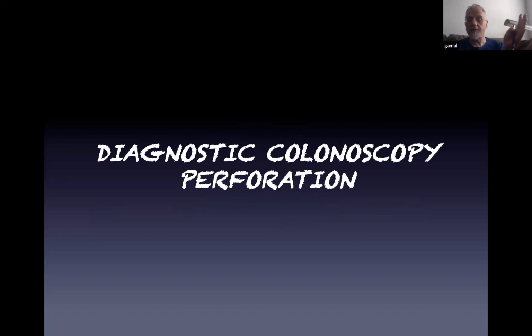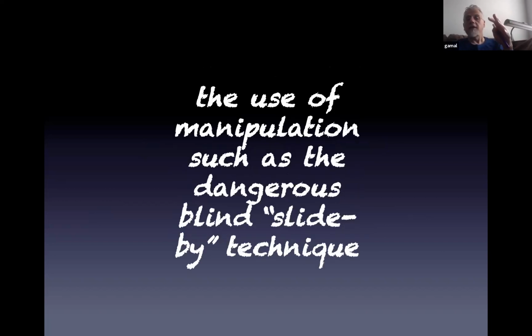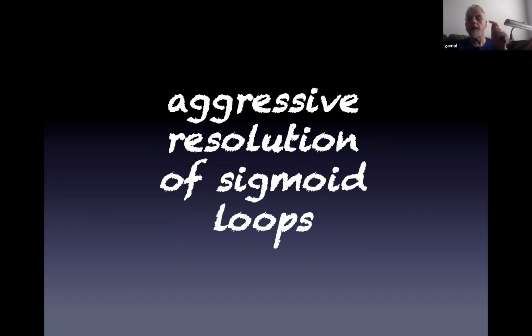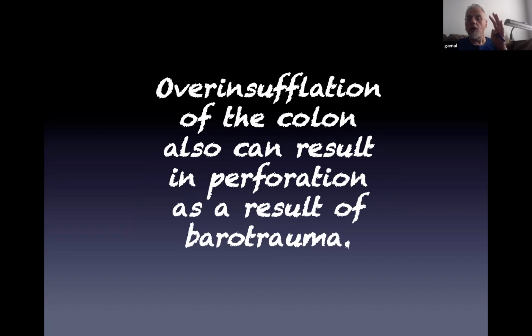Diagnostic colonoscopy perforation, most commonly the perforation happens because of just mere force that you're pushing the scope through the colon. It does happen, but there are other mechanisms. The use of manipulation if the sigmoid is tight, or you can do that blind slide-by technique where you lose the lumen and you push the scope still, hoping that it may just straighten itself. That can be dangerous. Or sigmoid loops, as we talked about. Excessive force along the anti-mesenteric border. We'll see a picture of that, which is really important. Or just putting a lot of air and popping the colon, right?